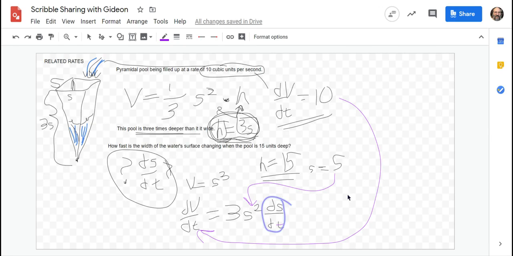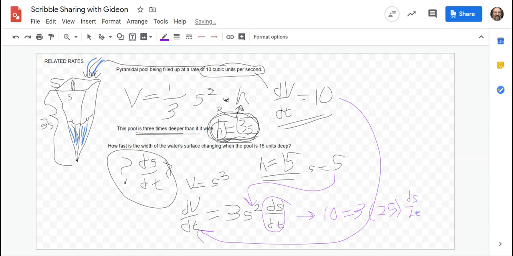If you want, you can do all the algebra first. ds/dt equals dV/dt over 3s squared, right? Get all the algebra done first and then substitute in. But in this case, I think it'll be simple enough to put in the 10 and the 5, right? So this transforms itself into the equation 10 equals 3 times 25, right? I'm not going to write down 5 squared. I'll just write 3 times 25 over here. And ds/dt, right? That's the thing I'm looking for.